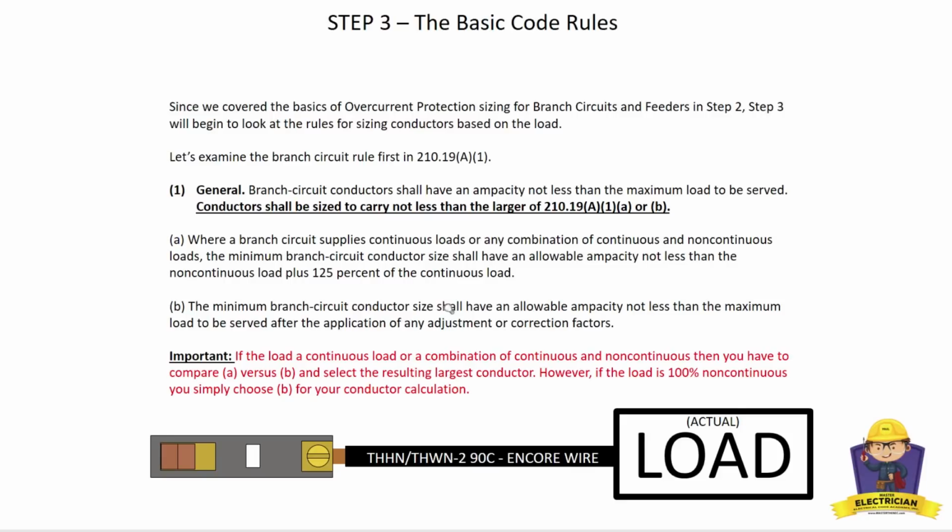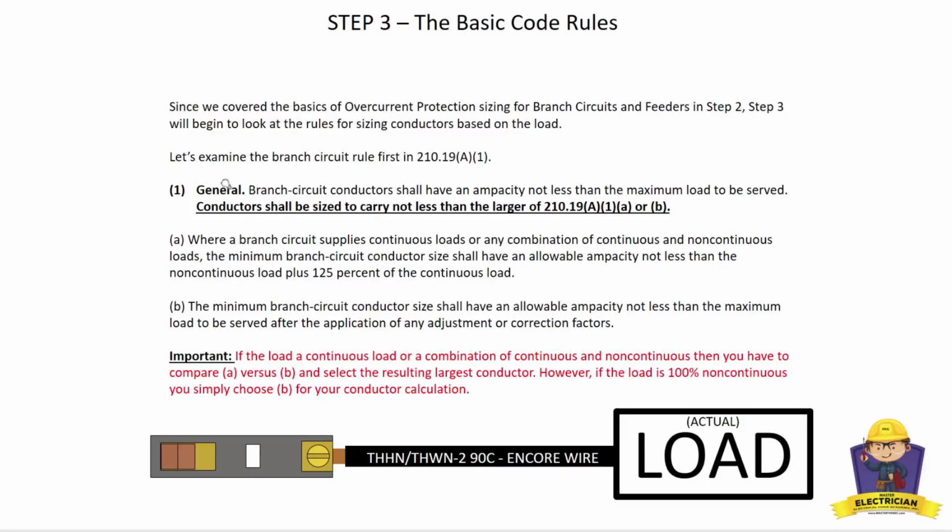Now, since we covered the basics of overcurrent protection, and we covered that for branch circuits and feeders, they were pretty much identical, we're going to move on now and start sizing conductors for the actual load. And when we do that, we've got two conditions we have to look at. We have a continuous condition for continuous use and then non-continuous use. And we have to look at how those variables apply. Also, if we have a continuous load, we're going to have to use the larger of the conductor resulting from a calculation between 210.19(A)(1)(a) and (A)(1)(b).